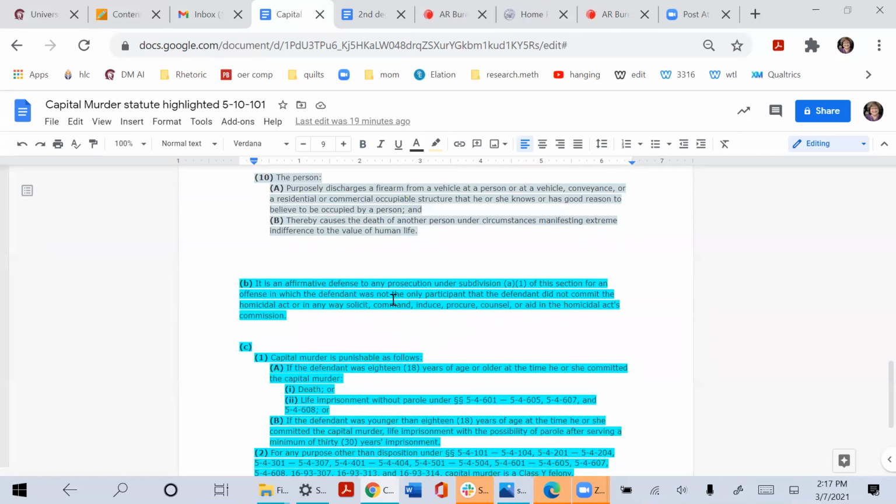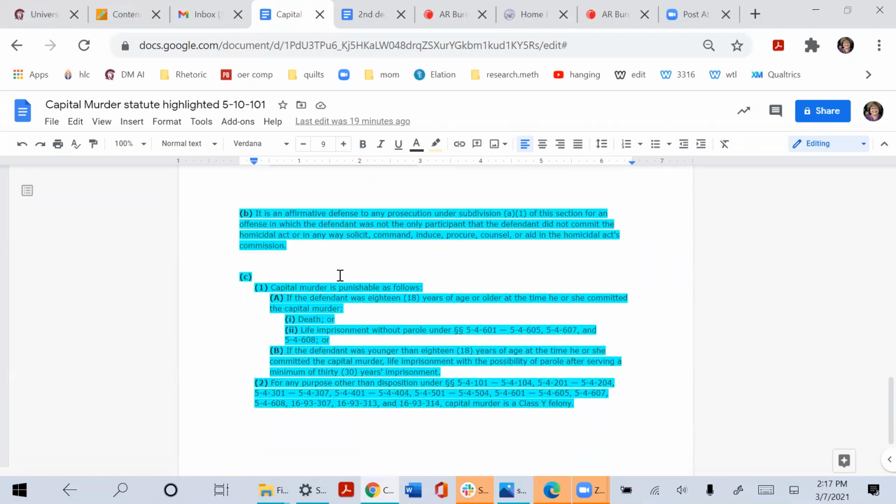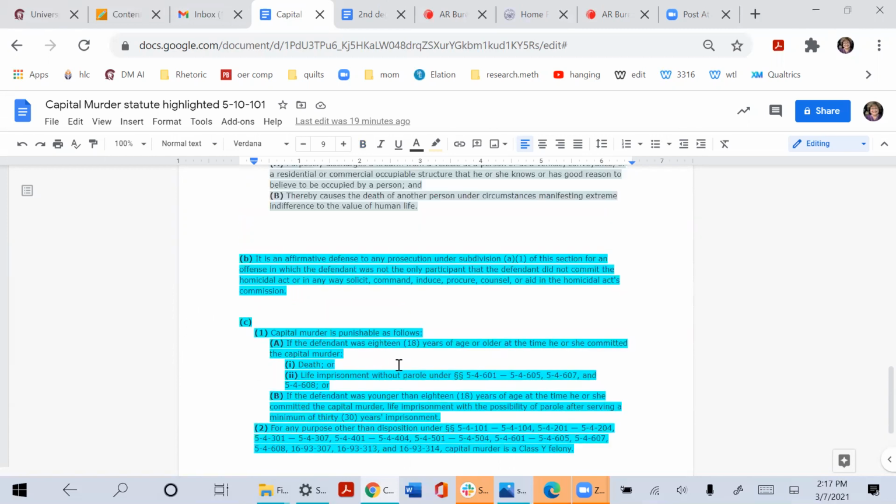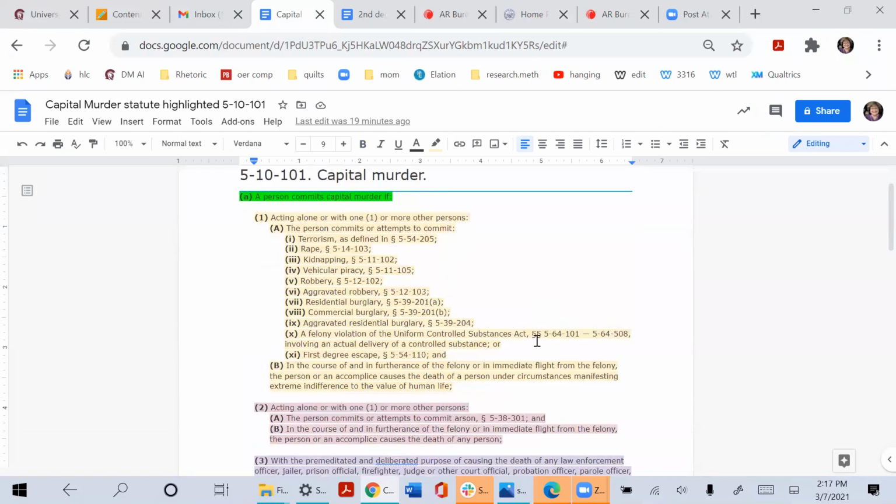Lowercase b has to do with the affirmative offense, and lowercase c has to do with the punishment. So we're going to look at lowercase a, those 10 different types of capital murder.